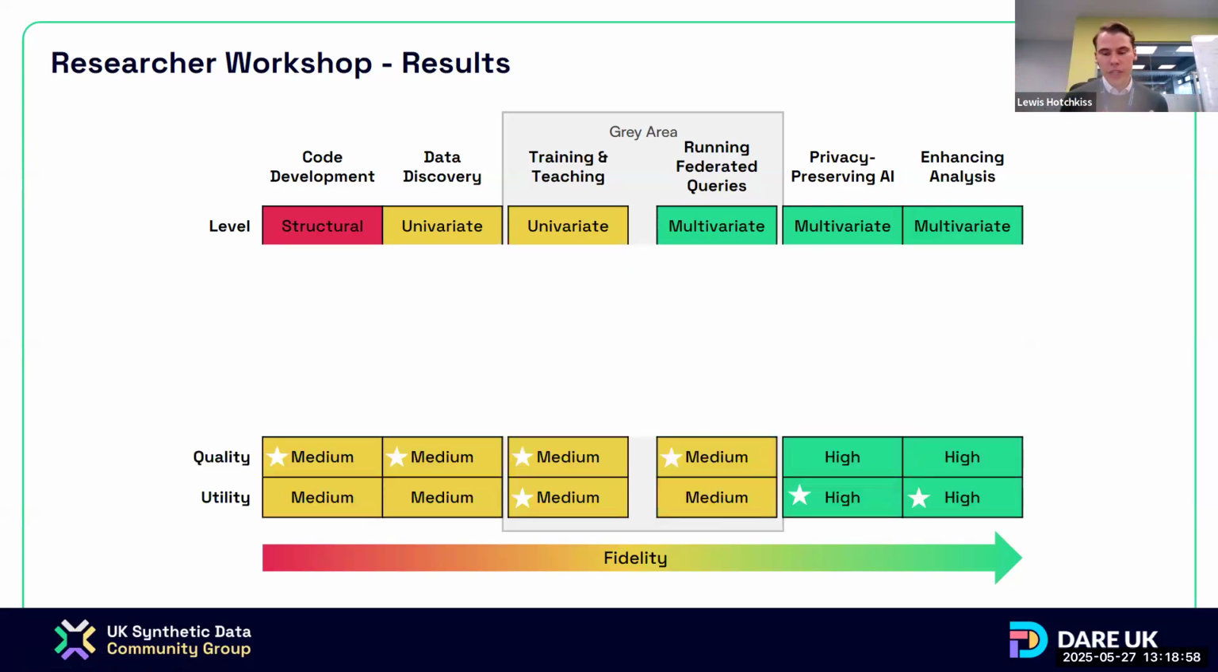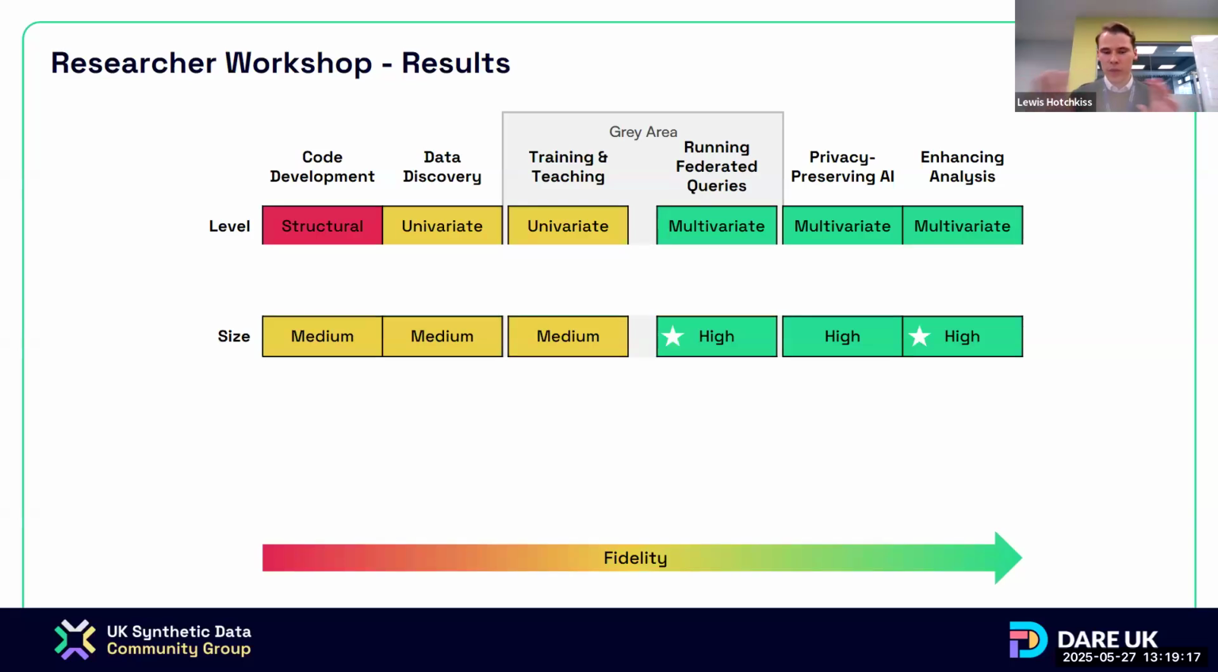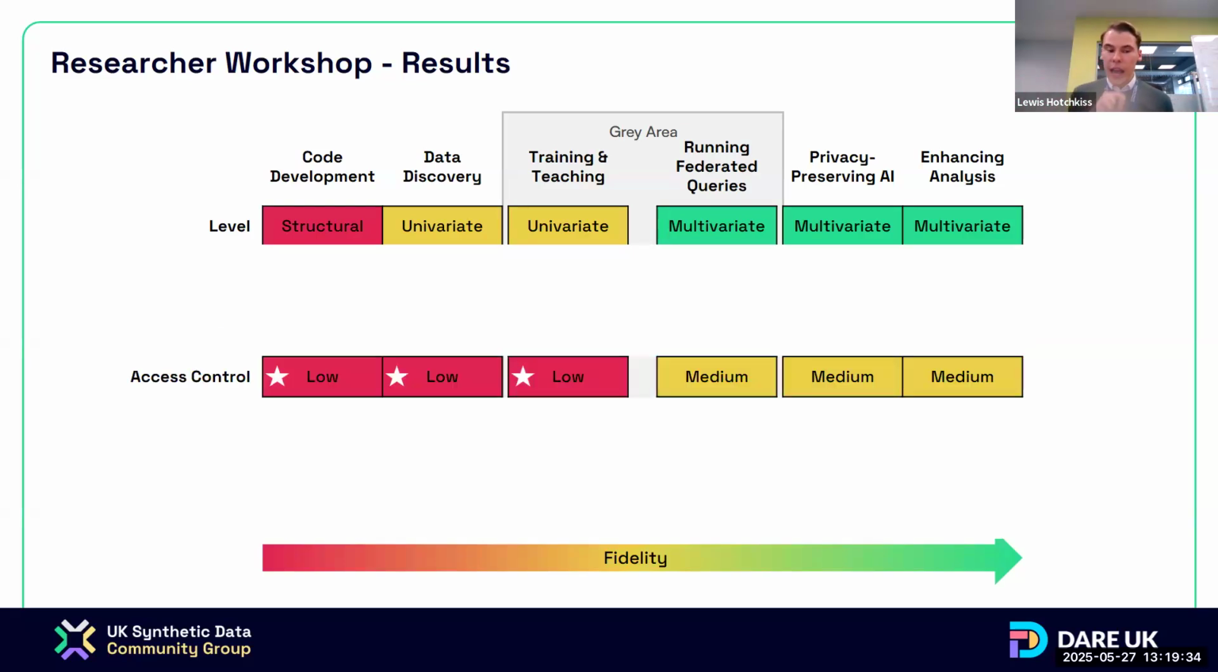When it came to quality and utility, again, for privacy-preserving AI and enhancing analysis, we need high levels of these. But for these other lower fidelity ones, there was much more of an importance of making sure that the data was of high quality to be able to support these different use cases. When it came to size, again, we saw a distinct separation between the lower fidelity and higher fidelity, where in the lower fidelity ones, we don't need many rows of synthetic data to support these things, whereas for the higher fidelity ones, we need the same amount of rows or more in some instances. But access control was really the key area between these different fidelity levels.